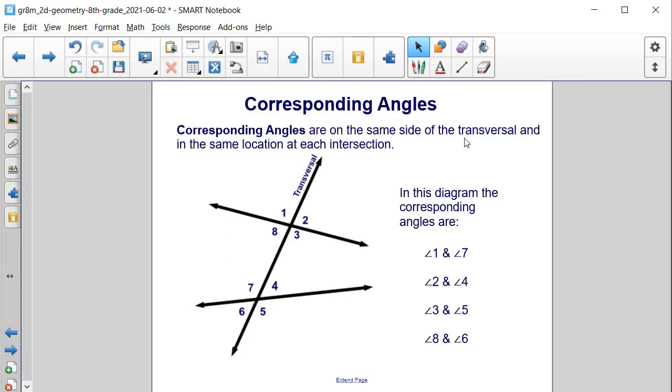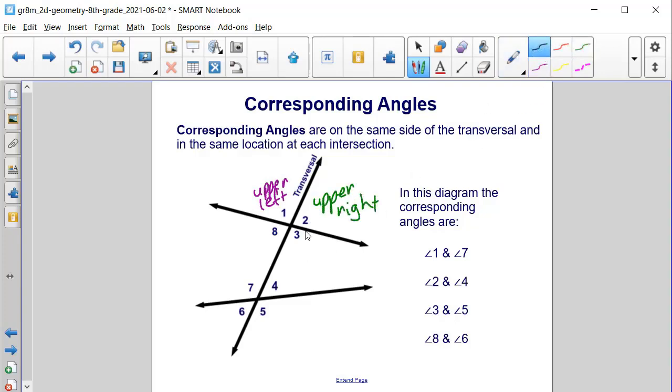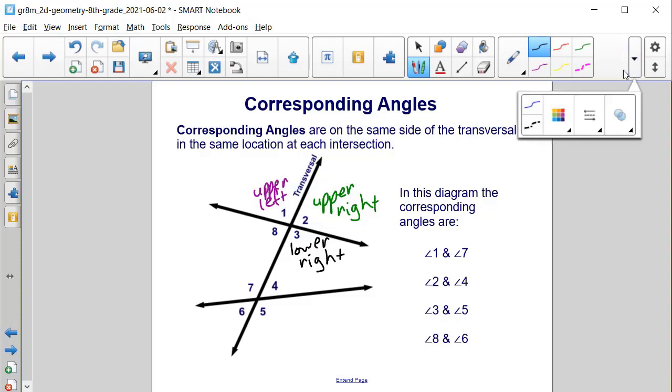Corresponding angles are on the same side of the transversal and in the same location at each intersection. So if we were to label all of these angles regarding their position in relation to the transversal, we would end up getting the following. Angle 1 is in the upper left position. Angle 2 is in the upper right position. Angle 3 is in the lower right position. And angle 8 is in the lower left position.